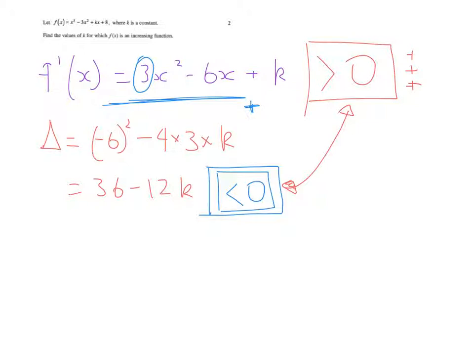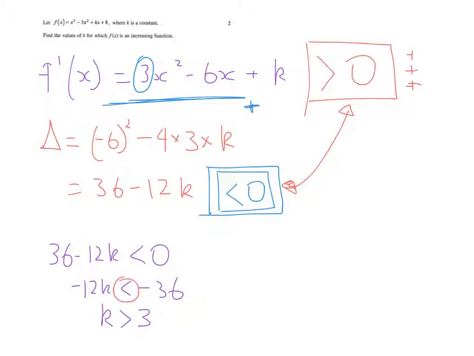So we'll solve that, and we'll say that 36 minus 12k is less than 0, not equal to 0 as well. That means it's going to be a stationary point. So therefore I have minus 12k is less than negative 36, and k is greater than 3. I divide by negative 12, so of course I flip the sign, and k is greater than 3. Now that makes sense, doesn't it?